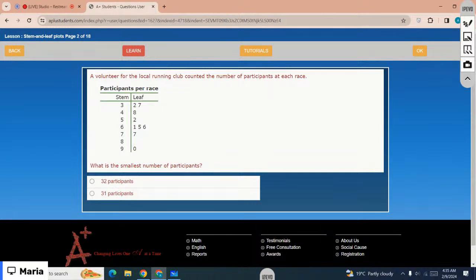The next one is: a volunteer for the local running club counted the number of participants at each race. What is the smallest number of participants? Smallest number of participants means the smallest stem with the smallest leaf. So which is the smallest stem? Yes, the correct option is 32 participants.